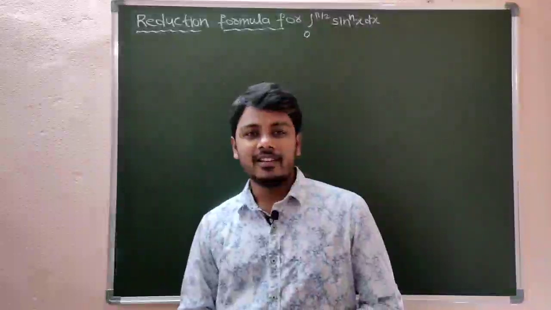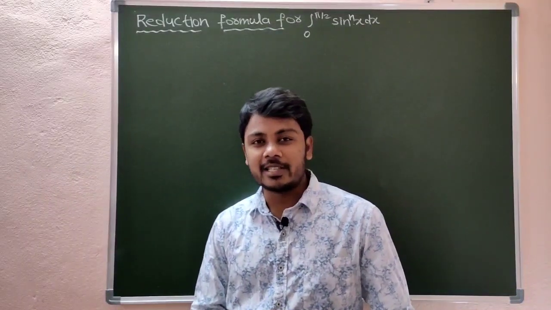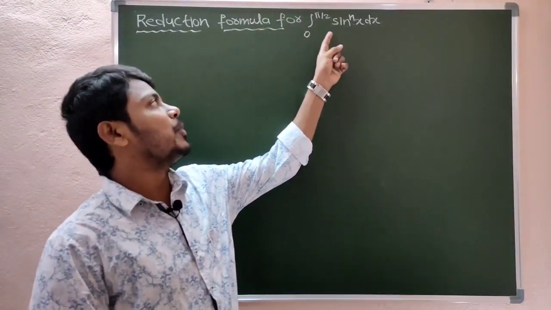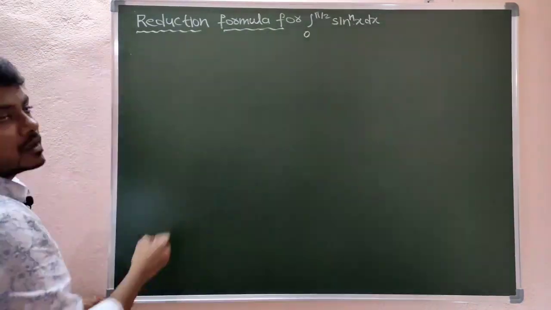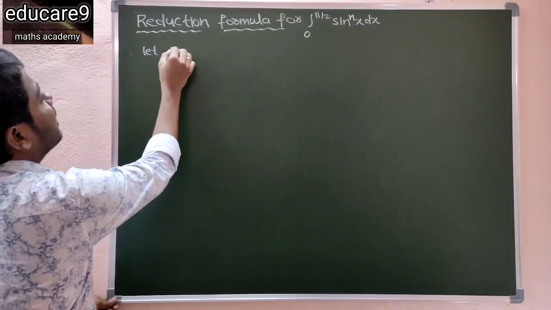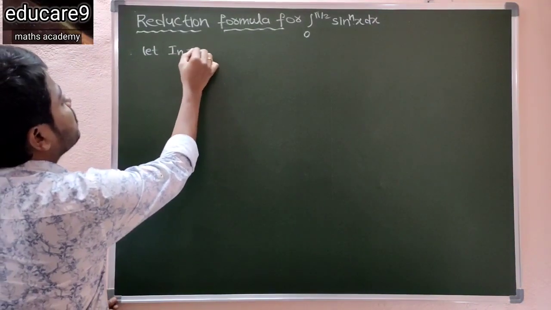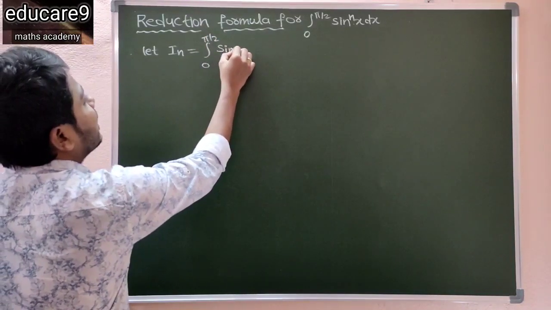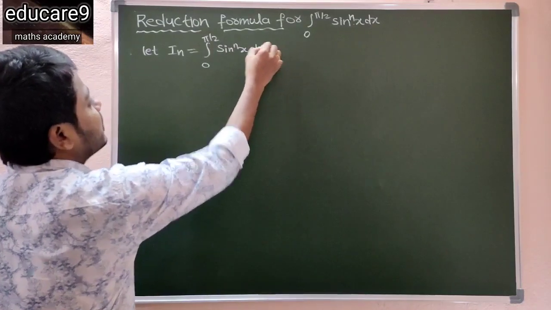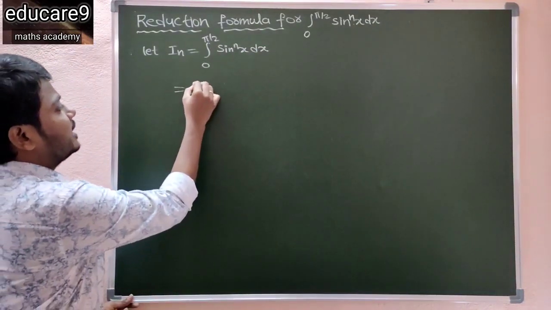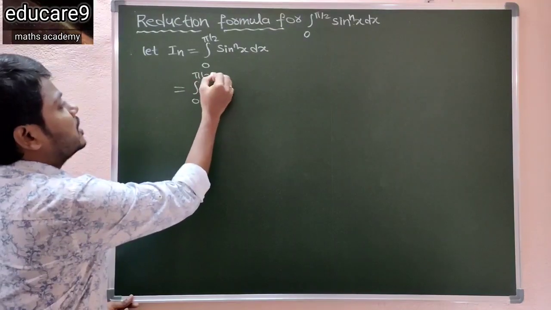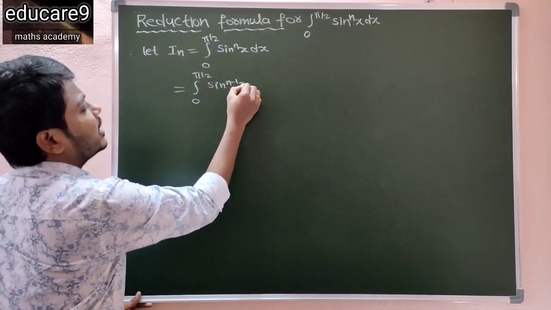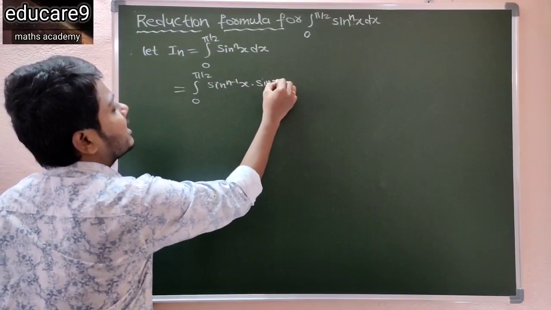Hi, hello everyone. For this session, we will discuss a new concept. Here, the reduction formula for the integral from 0 to pi by 2 of sin power n x dx. First, let I_n equal the integral from 0 to pi by 2 of sin power n x dx. Now this can be written as the integral from 0 to pi by 2, where sin power n x is written as sin power n minus 1 x into sin x dx.